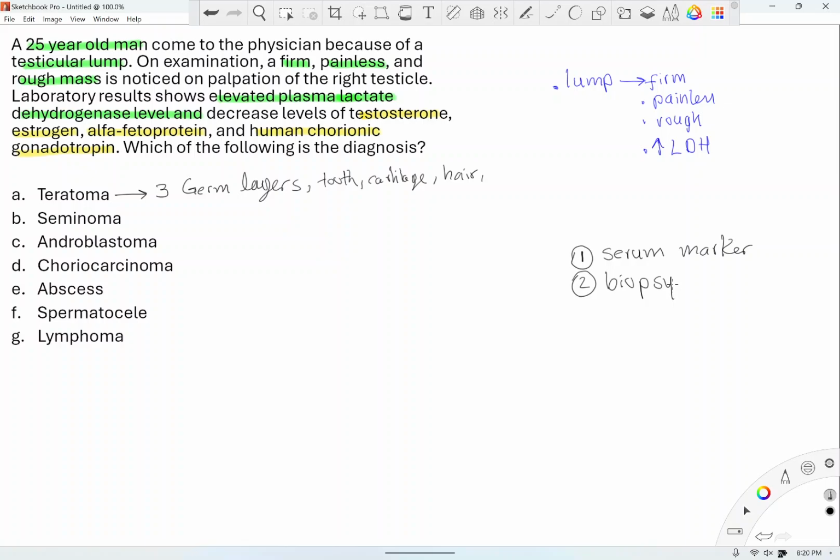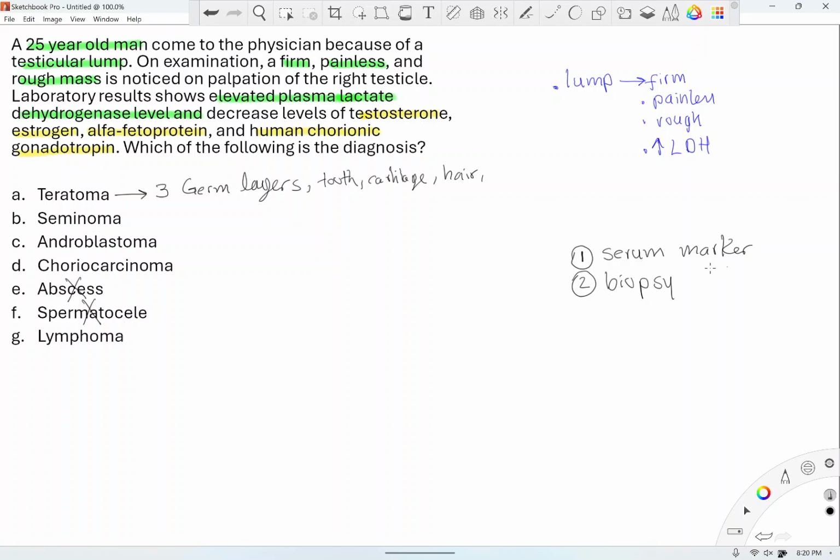Can this be an abscess? Absolutely not. Abscess presents with pain, fever, and tenderness. We don't see that in this patient. This patient's mass is firm, painless, and rough. Spermatocele, we already talked about spermatocele. It's a fluctuating mass, not a firm mass, so that's not it. Lymphoma, yes, absolutely. The rest of them are possible.